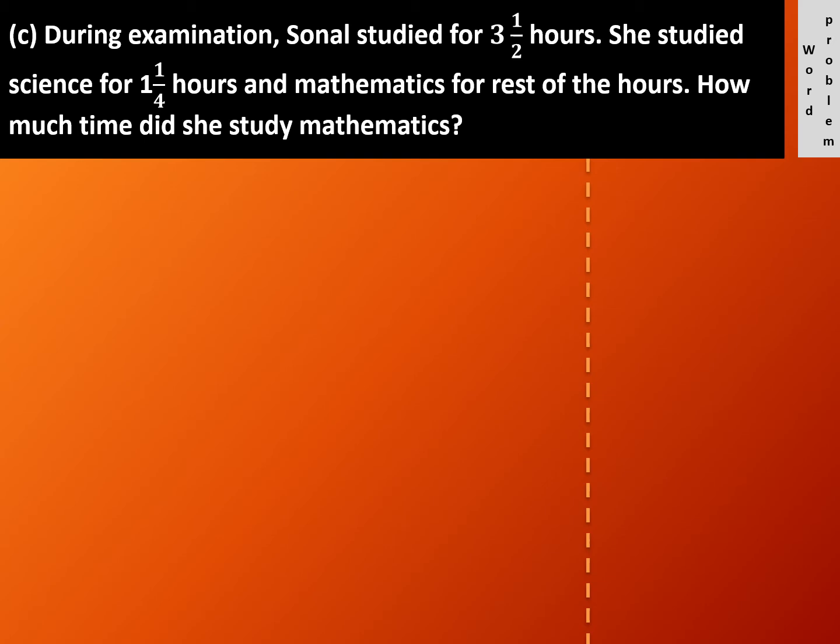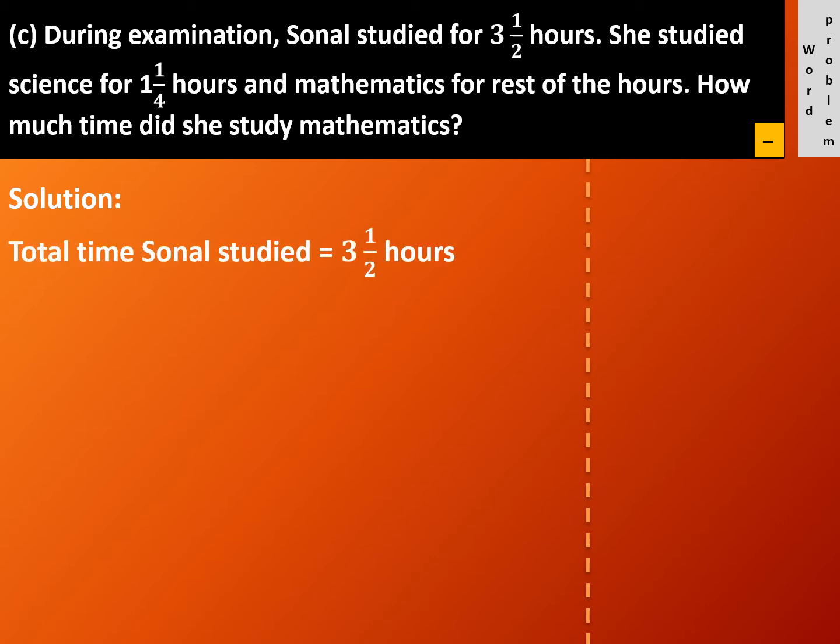So what we have to do in this question? Addition or subtraction? Yes, subtraction. So the first statement is total time Sonal studied is equal to 3 1 upon 2 hours. Let's convert them into improper fraction. How? Let's see. 2 3s are 6 and 6 plus 1 7. So the fraction is 7 upon 2 hours.